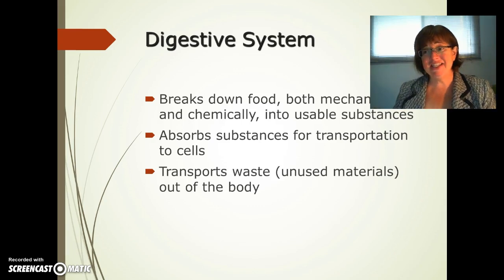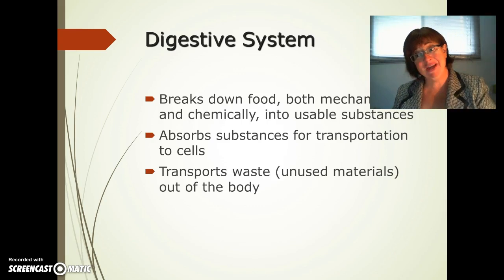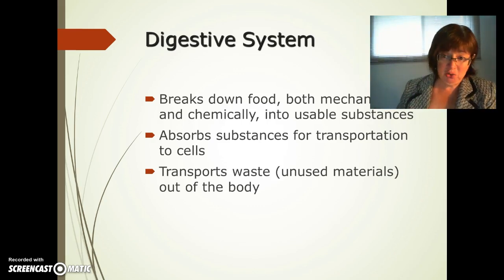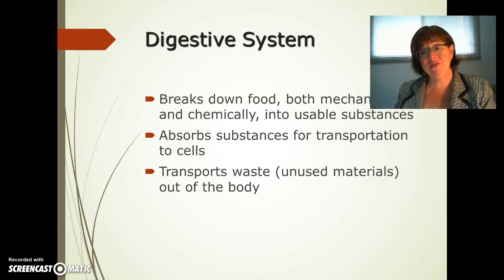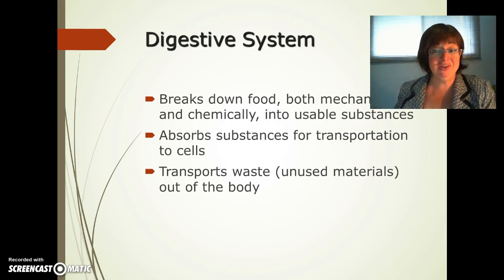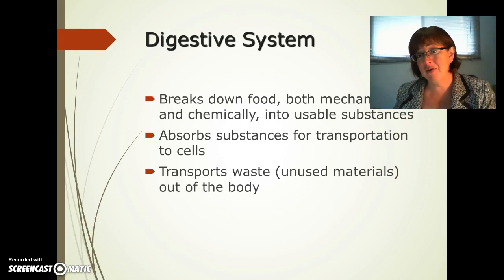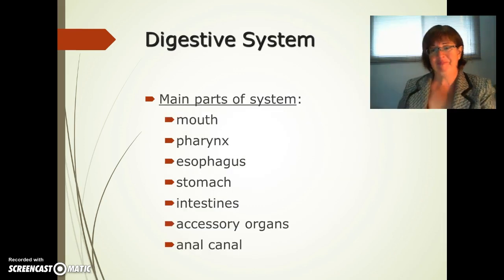The digestive system. The digestive system's main job is to break down food both mechanically by churning and chewing, and chemically by the use of enzymes. Then it gets small enough to absorb and transport into your blood system, which will then take it to your cells. It also can transport unused material out of your body, which is poop.